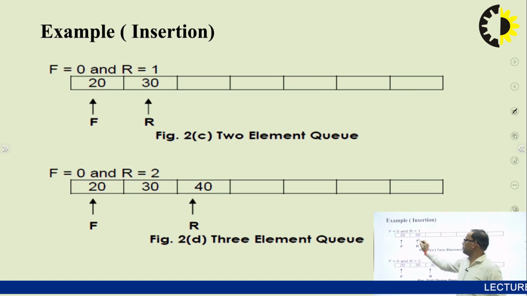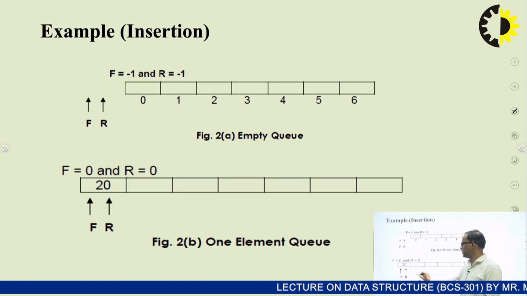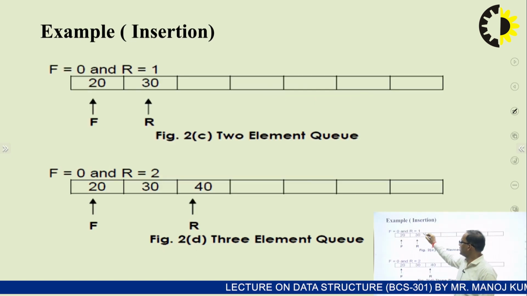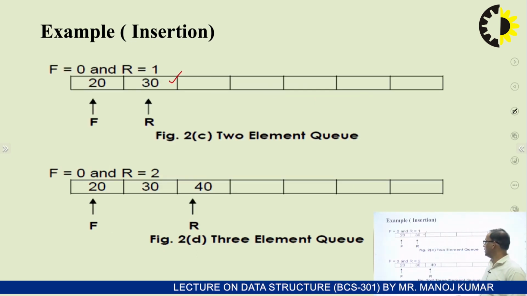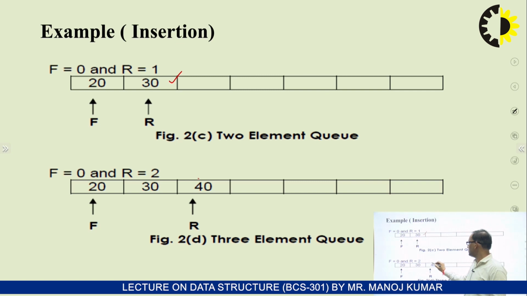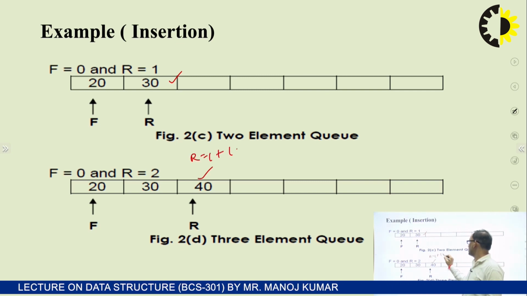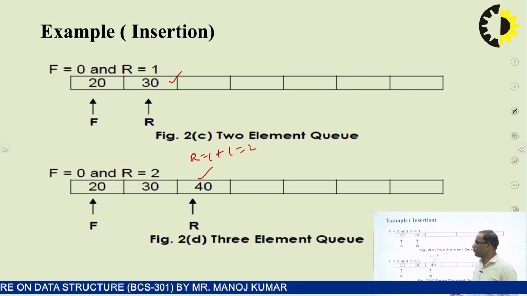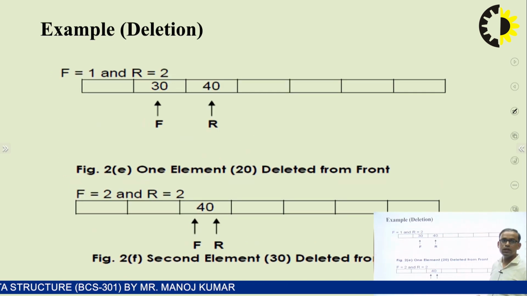Next, again we are performing the insertion. So we will increase the value of rear by 1: rear is equal to rear plus 1. Here rear is equal to 0, so rear is equal to 0 plus 1. The next element will be inserted at this position. Again the next element will be inserted at rear plus 1, 1 plus 1, 2.